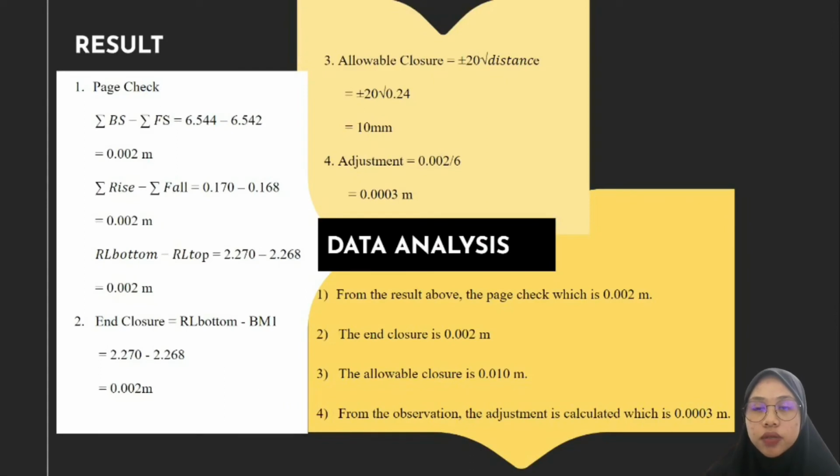For our result in this leveling, which is the transfer level, first we get the page check is 0.002 meter. Second, the end closure, by using the formula reduced level bottom minus PM1, is 0.002 meter. Third, the allowable closure, which is plus minus 20 square root distance, we get 10 mm, and the adjustment by using 0.002 over 6, we get 0.0003 meter. For the data analysis, from the result above, the page check is 0.002 meter, the end closure is 0.002 meter too, and the allowable closure is 0.010 meter. From the observation, the adjustment is calculated, which is 0.0003 meter.